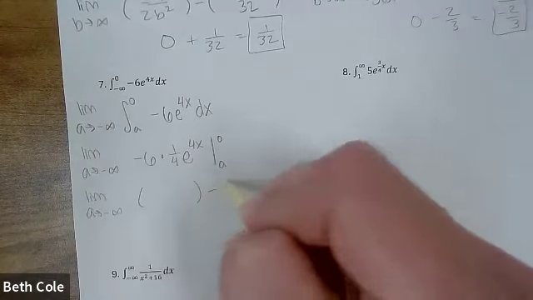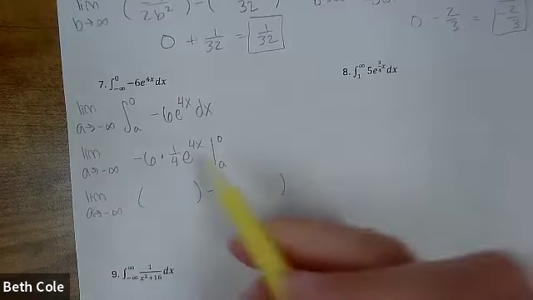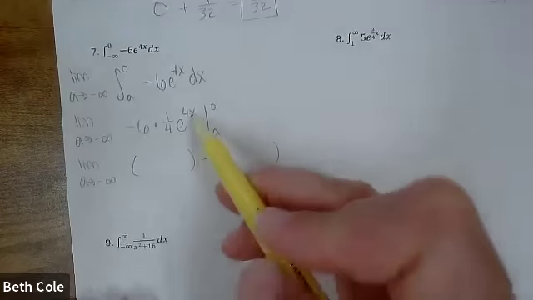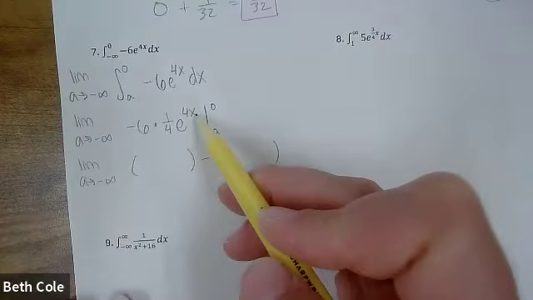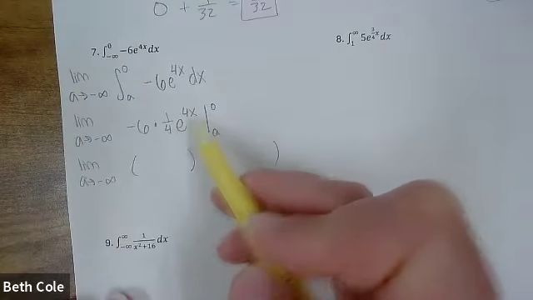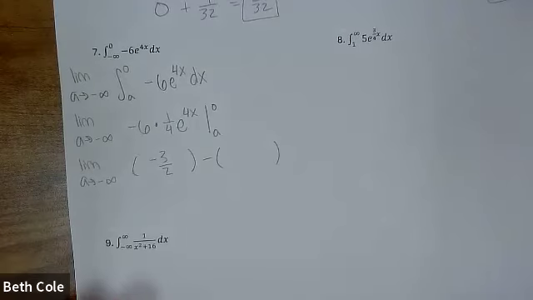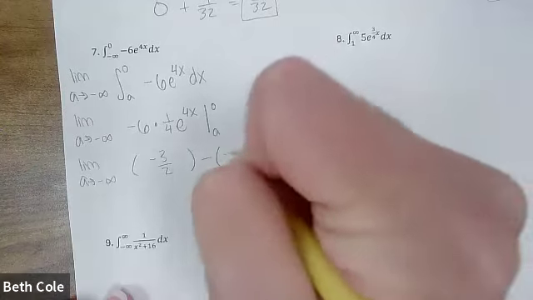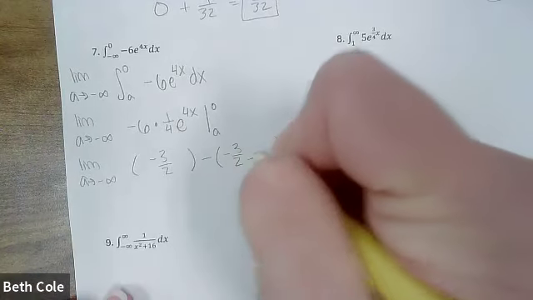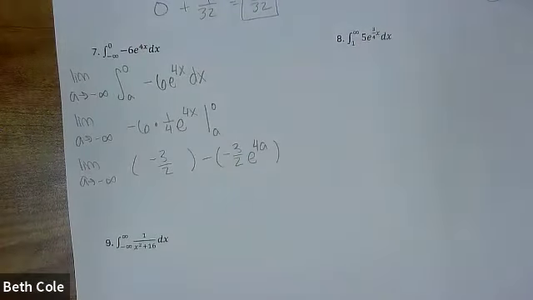We're doing upper minus lower. So if we plug in 0, e to the 0 power is not, please no one say 0. It's 1 times -3/2, which would be -3/2. And then if you plug in a, it's going to be -3/2 e to the 4a, just recopying it with an a in there.